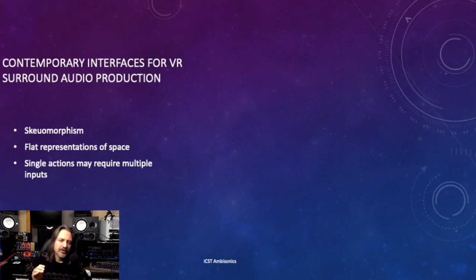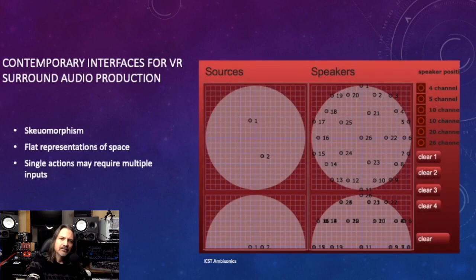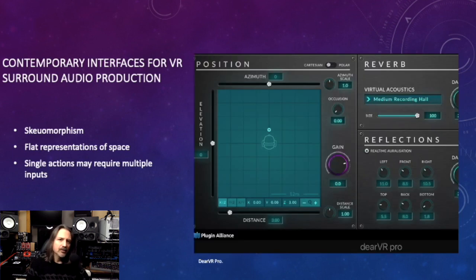Let's have a look at the interfaces of a representative set of surround audio tools, each with a different flavor. The ICST Ambisonics Ambipanner can be configured as shown here to display azimuth and height information as two projections of a hemisphere. This is a screenshot from the control software for my own dome, showing the physical positions of the speakers. The DAW plugin DearVR Pro can only simultaneously display two sets of selectable axes, making it impossible to really see the 3D placement of a sound. It's good enough for panning in the horizontal plane around the listener though.